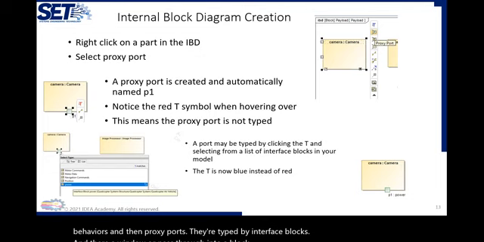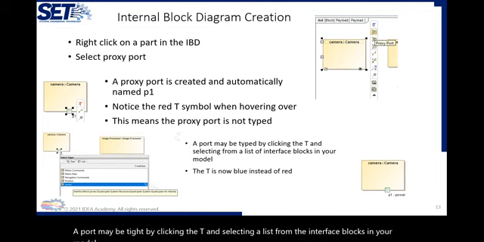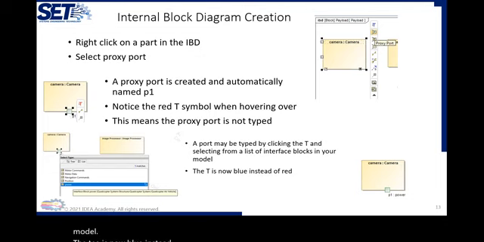So internal block diagram creation. So you right-click on part of the IBD, select proxy port. Proxy port is created and automatically named P1. So I want you to notice the red T symbol when hovering over. This means the proxy port is not typed. A port may be typed by clicking the T and selecting from a list of the interface blocks in your model. The T is now blue instead of red once you set a type for it.